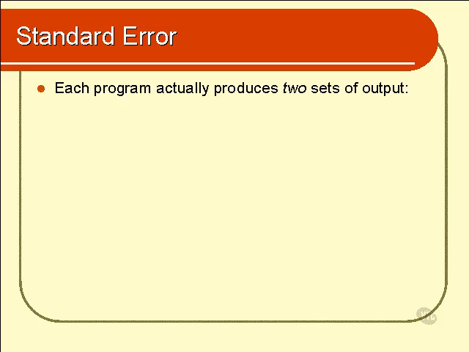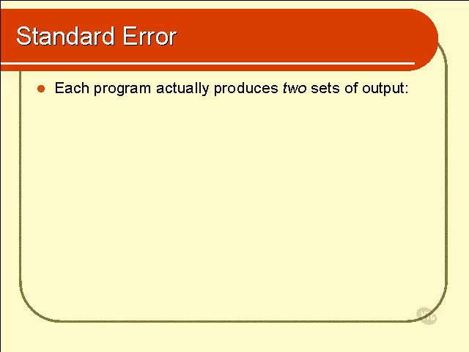If you recall from the earlier part of this chapter, we talked about standard input and standard output. Well, I'm now going to introduce a third type of standard, something called standard error. It turns out that each program actually produces two separate sets of output. They both end up going to the screen by default, so typically we're not aware that there are actually two different sets. They just appear to be one set.